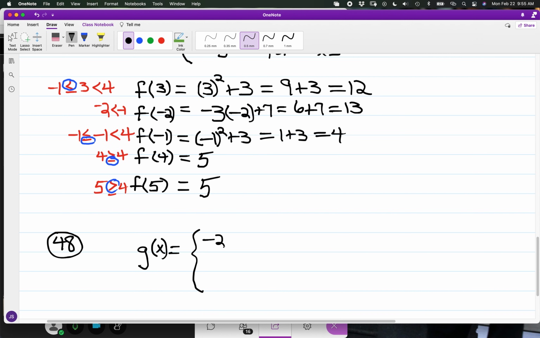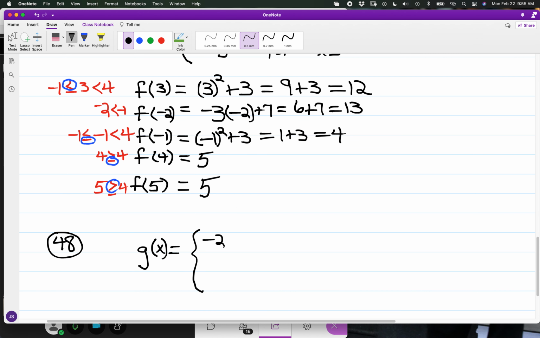And then we have next, g of x is equal to 5x plus 6, for those values of x such that -2 is less than x is less than 3. And then we have g of x is equal to 4, and it'll be for those values of x that are greater than or equal to 3.